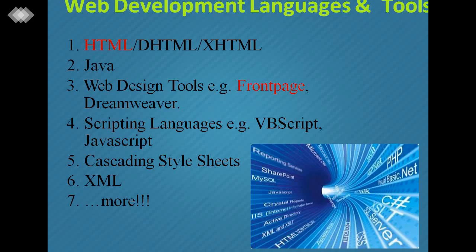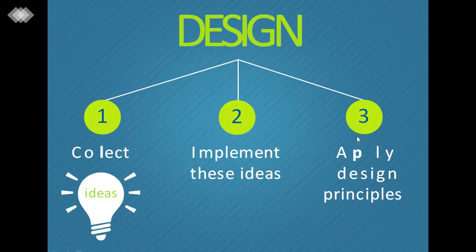In the next slide we covered some languages and tools for website design and development. These are languages like HTML, XML, JavaScript, some VB scripts, cascading style sheets, and website design tools like FrontPage, Dreamweaver. With the help of these languages and tools, you can easily design your website or develop your web pages. And design is further classified into 3 types: first collect ideas, implement ideas, and apply design principles. We have covered designing in 3 categories.